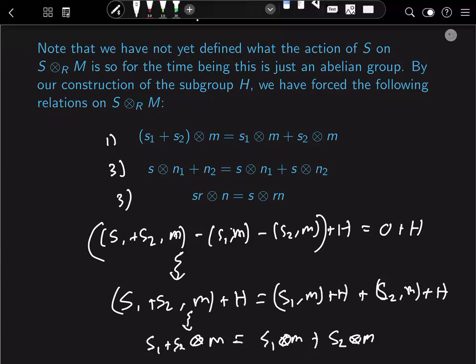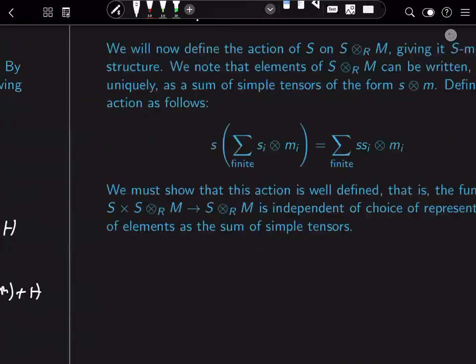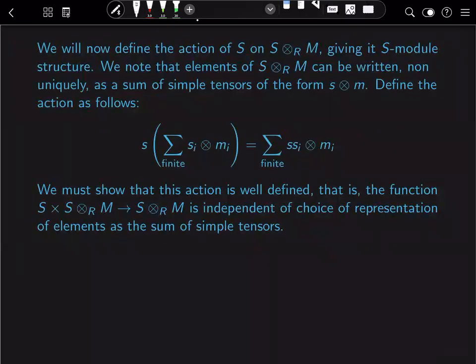We can also observe that every element of the quotient can be written non-uniquely as a sum of these pure tensors, these simple tensors. Now we're going to define the action of S on the tensor product, giving it S module structure. As I said, every element of the tensor product can be written non-uniquely as a sum of simple tensors of the form S tensored with M.